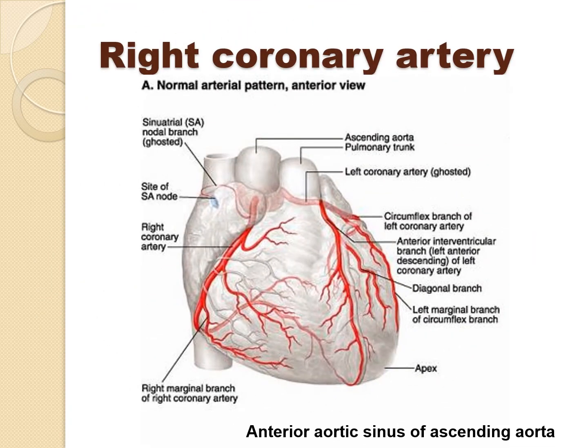You see this is the ascending aorta, and this one is the right coronary artery. So the normal arterial pattern, or the anterior view of this right coronary artery. It arises from this anterior aortic sinus, the right coronary sinus, in the ascending aorta slightly below the supravalvular ridge.